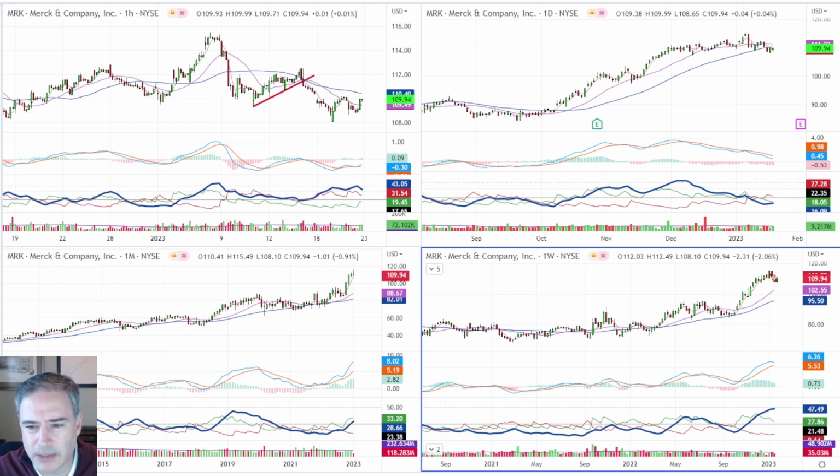Now, if we go to the weekly, it also got extended here. We were getting pretty far away from the 18-week line. MACD was getting pretty far from the 0 line. And ADX was very, very strong, but we did have some DI divergence developing as this kept pushing higher.